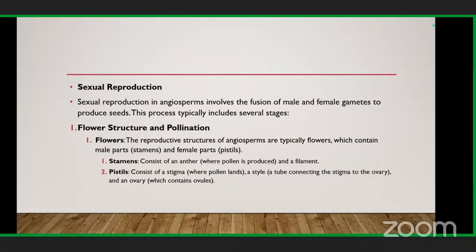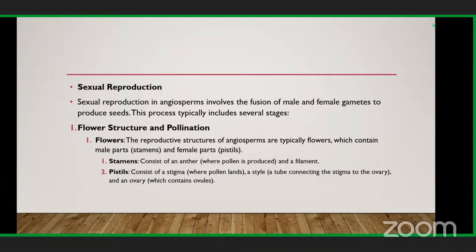Remember, in angiosperms, two terms are used: androecium for male, that is the stamens, and gynoecium for the female, that is the pistils. So, the stamen consists of an anther where pollen is produced and a filament. So, the stamen has two parts. One is the anther, in which pollen, the male gamete, will be produced, and a filament. While the pistil consists of a stigma where pollen lands, a style, a tube connecting the stigma to the ovary, and an ovary which contains the ovules.